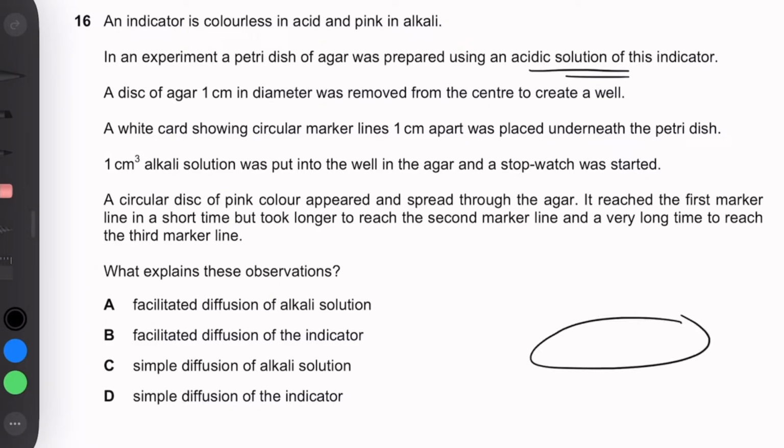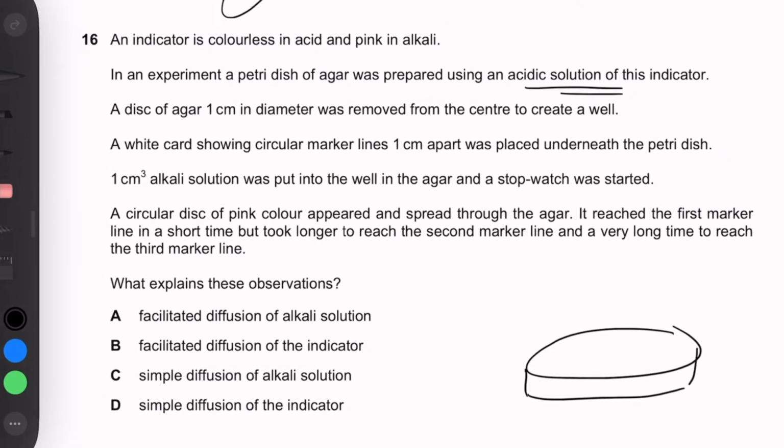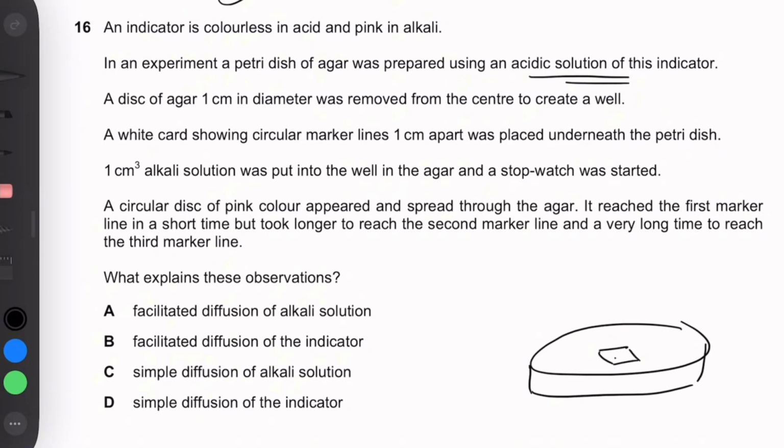So basically, we have a petri dish with agar and some indicator inside, and it's an acidic solution of the indicator. Now, a disc of agar 1 centimeter was removed from the center to create a well. So now we have a well created inside here. So this is empty. Now, a white card showing circular marker lines 1 centimeter apart was placed underneath the petri dish. Interesting. So we have a white card placed under the petri dish with lines on it, right?